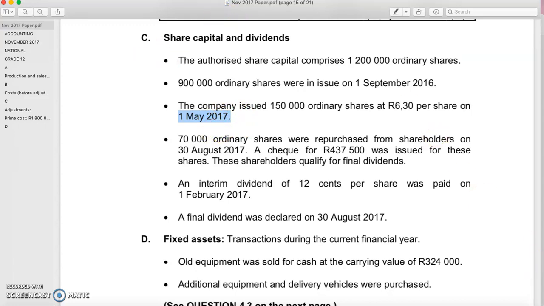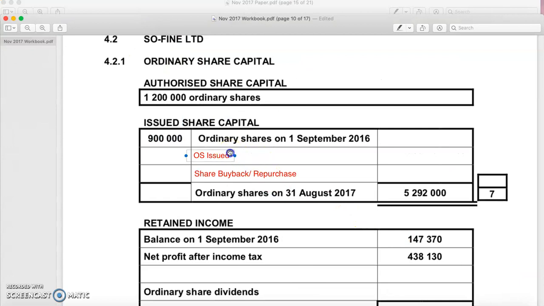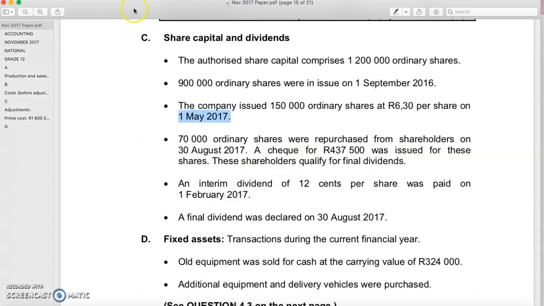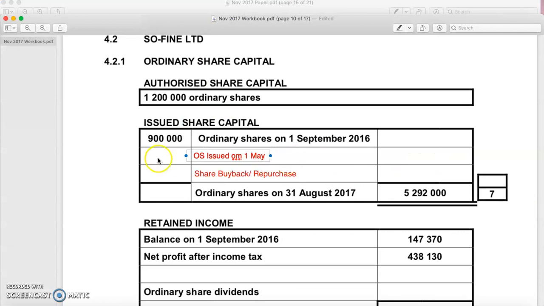We can actually go right in the date, share issue, and we can say on the 1st of May, I think, is it the 1st? It is the 1st. Okay, and we've given the physical amount of shares issued, which is 150,000, and we're also told that it was 6 Rand 30 per share. So you're going to multiply that by the number to get the rand value, and you should get 945,000. So far, I think it's pretty straightforward.